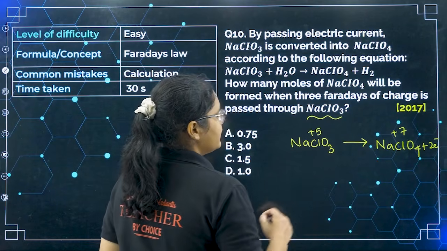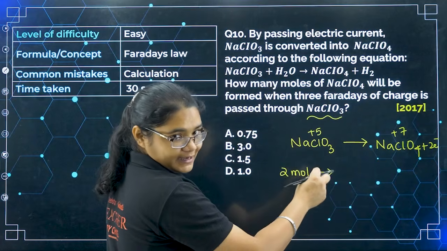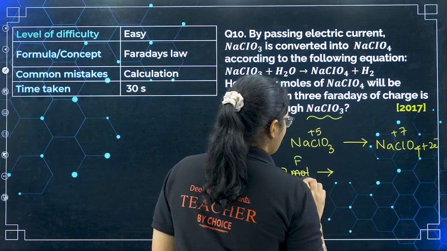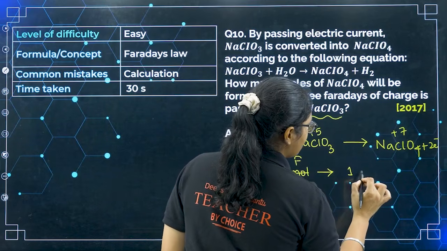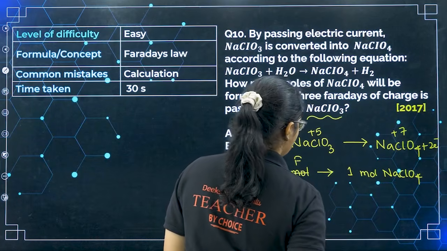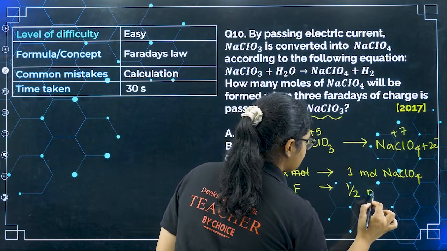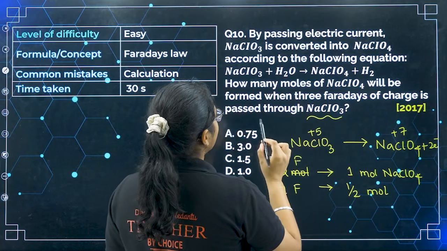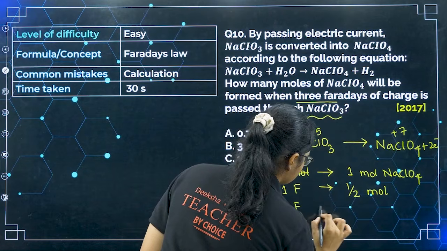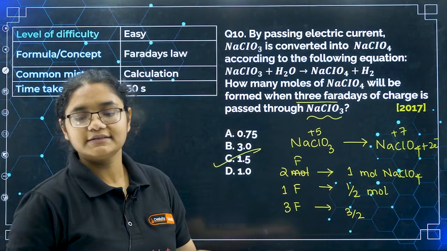So I can say that if 2 moles of electrons are lost, or 2 Faraday of current is required for this transformation. If 2 Faraday of electricity is given, then 1 mole of NaClO4 is formed, right? So for 1 Faraday, how much it will be? 1 by 2 moles. Then I have for 3 Faradays if it is given, so you will have 3 by 2 or 1.5, that is option number C.